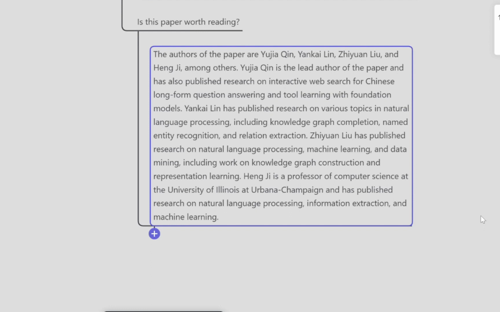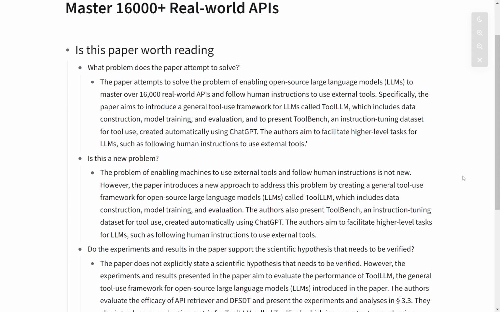Heng Ji is a professor of computer science at the University of Illinois at Urbana-Champaign and has published research on natural language processing, information extraction, and machine learning.